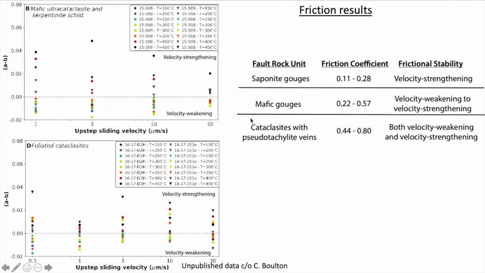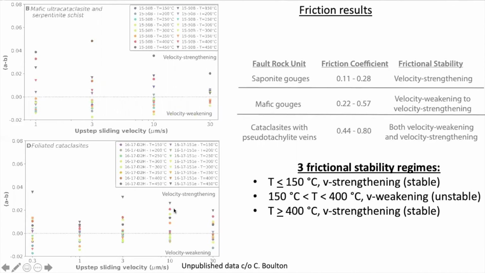Then in the deeper units, we have the cataclastic units that host the pseudotachylite veins. And these are stronger, with friction coefficients ranging from around 0.4 to 0.8. And these show more velocity weakening behavior. So a lot of these data points are falling below the 0 line. So A minus B is negative, and we have stronger velocity weakening behavior.